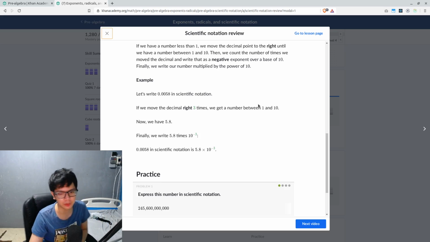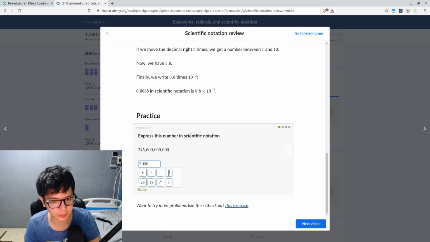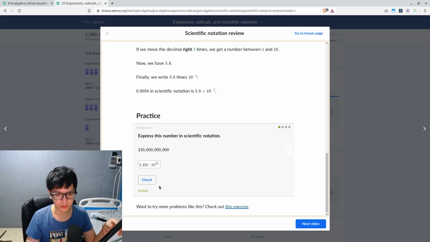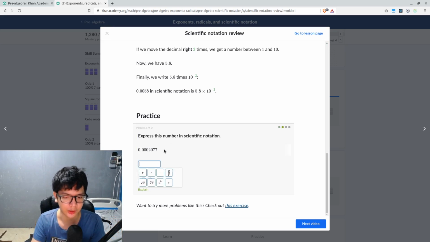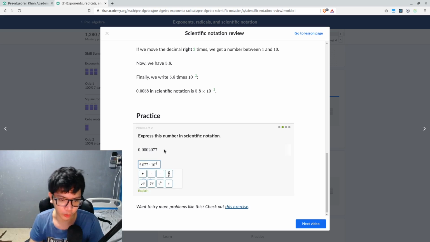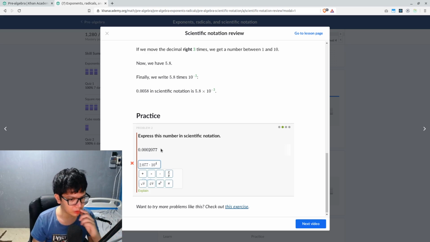5.8 times 10 to the negative 3. Cool. Okay, that's 2.456 times 10 raised to 11. Check. Okay, we have 2.077 times 10 raised to negative 4.